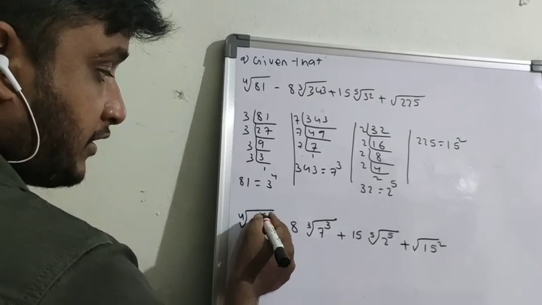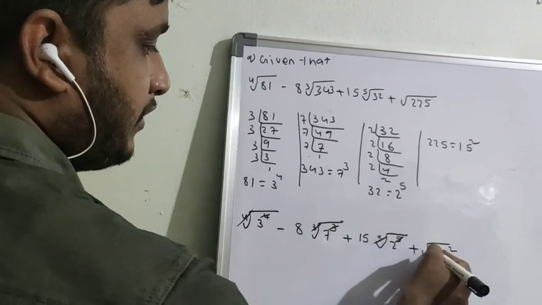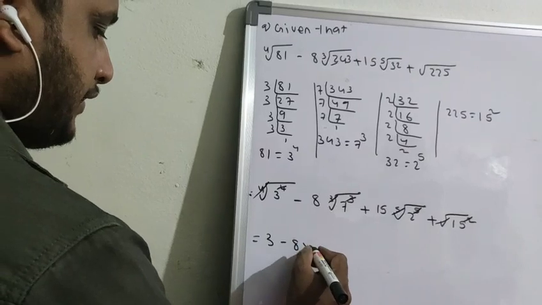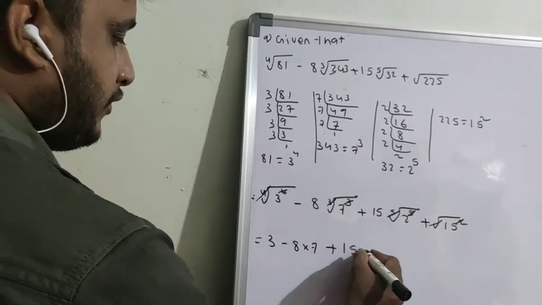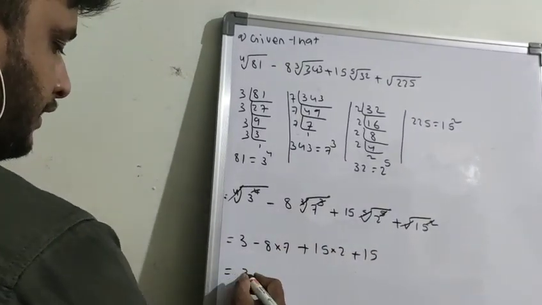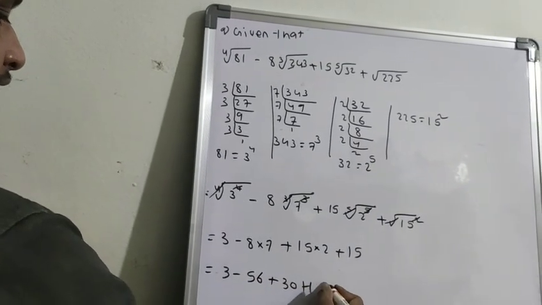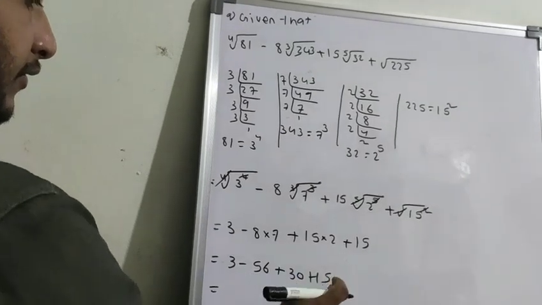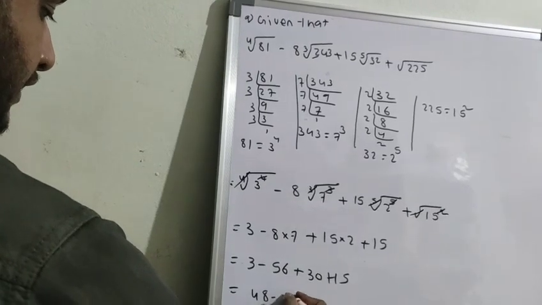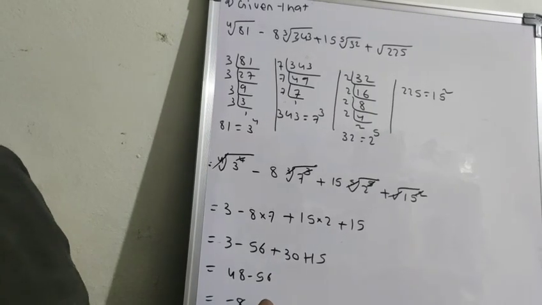So order and power are same, both get cancelled. Order and power both get cancelled. So what is left over? 3 minus 8 into 7 plus 15 into 2 plus 15. So coming to here, 3 minus 8 7s are 56 plus 15 2s are 30 plus 15. So do addition. 15 plus 30 is 45. 45 plus 3 is 48, minus 56. So minus 8 is the answer for this question.